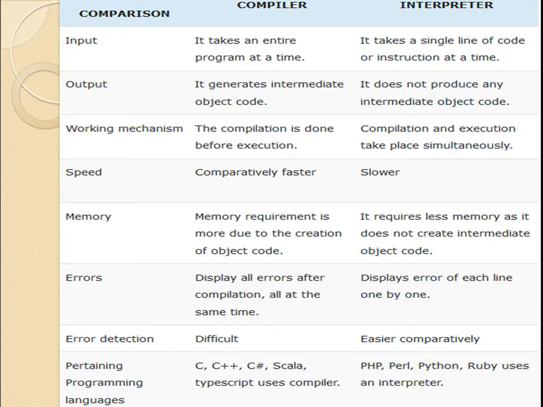Error detection in compiler is difficult and in interpreter it is easier comparative to compiler. Languages that use compiler are C, C++, C Sharp, while Python, Ruby, Perl use interpreter for their execution. The language that we are reading, that is Python, uses interpreter. Clear?